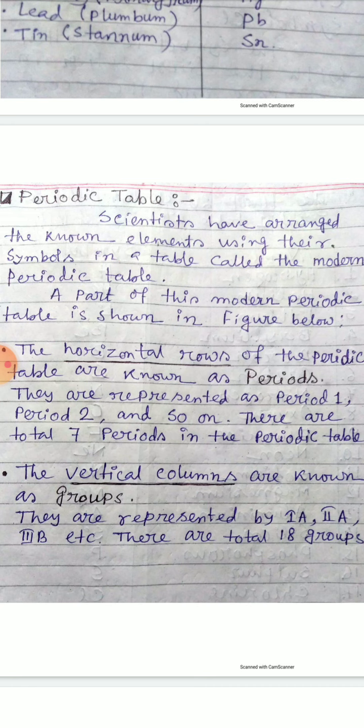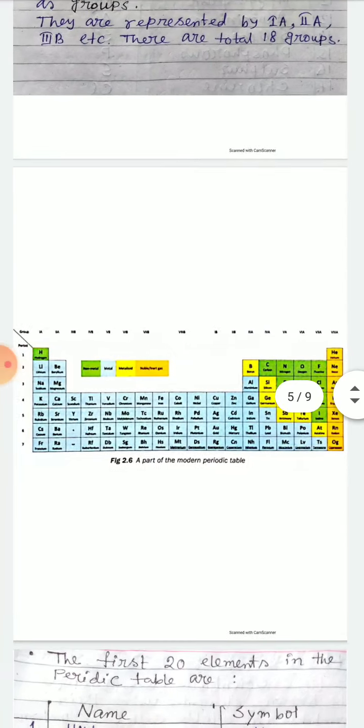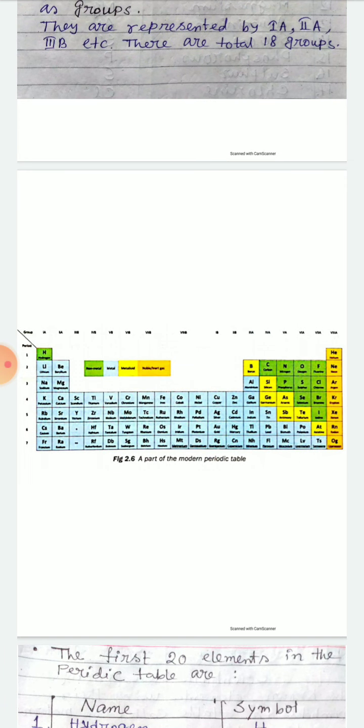are arranged by many scientists in tabular form. So, what is the periodic table? Scientists have arranged the known elements using their symbols in a table, and the table is called the modern periodic table. A part of this modern periodic table is shown in the figure below. Here is a modern periodic table. You can see here there are some groups. Groups mean vertical columns, and periods are horizontal rows.